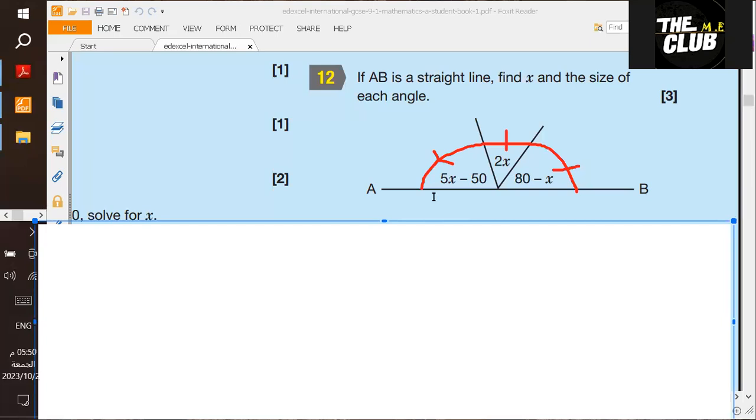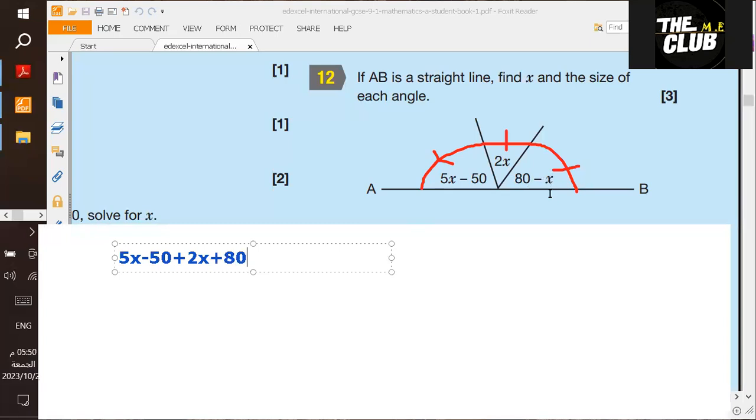But here, I'm going to add these angles together. So I'm going to say 5x minus 50 minus 15, and then I add them plus 2x plus 80 minus x, all of them together, equal to what? Equal to 180. So equal to 180 like this. Now I've got an equation. I'm going to use this equation to solve and find the value of x.